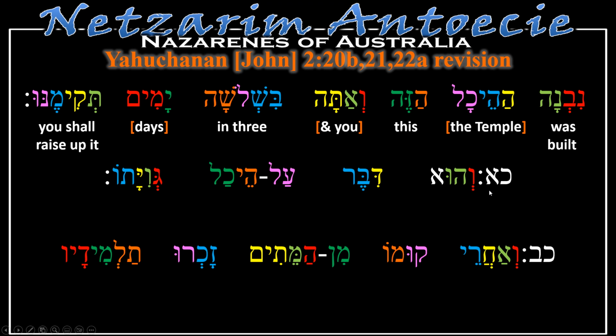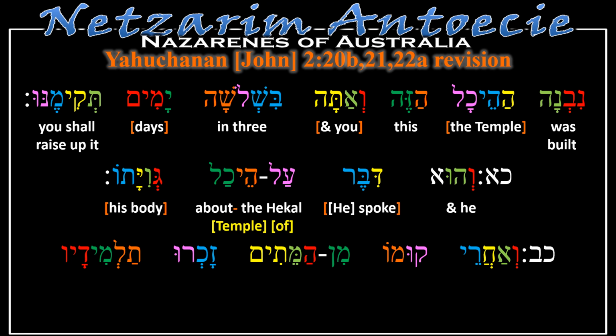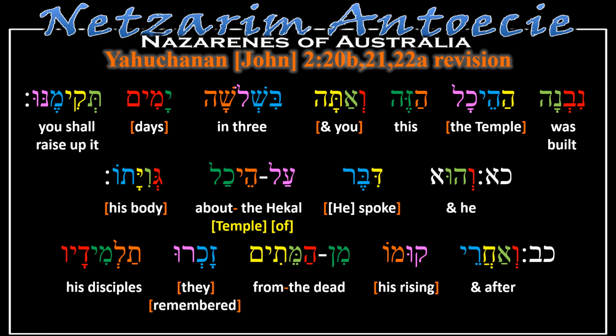And then we have Kaf 20, Aleph 1, we're in 21. Hu, who, and he, diber, he spoke, al, about, hekal, the temple, geviato, of his body. And he spoke about the hekal, the temple of his body. And we have Kaf 20, Bet 2. Ve'achar, and after kumo, his rising, min, from, hamitim, the dead, zakru, they remembered, talmidav, his disciples. And after his rising from the dead, they remembered his disciples.